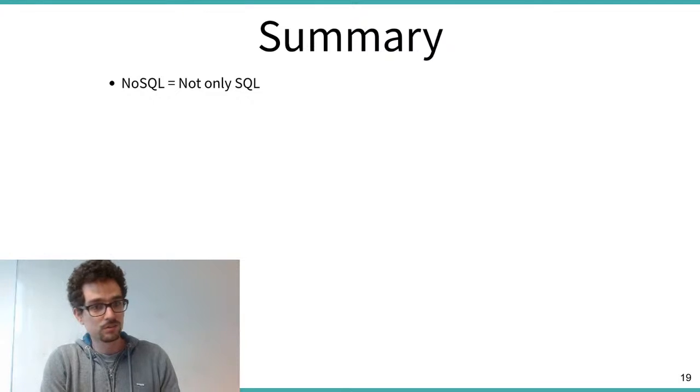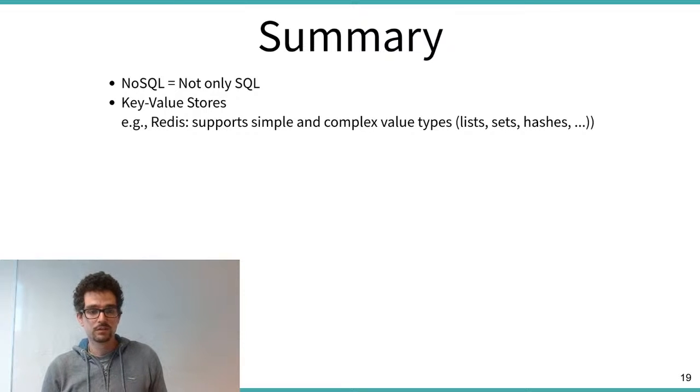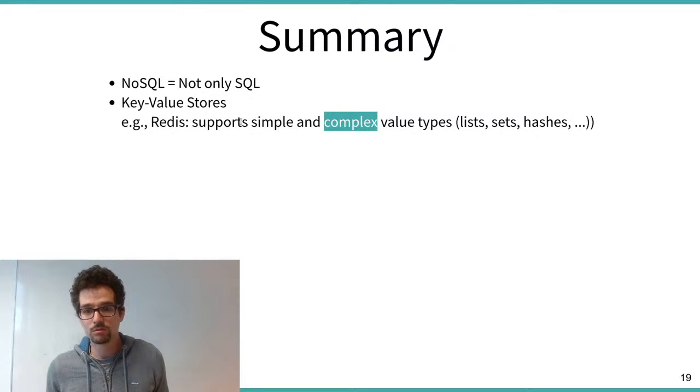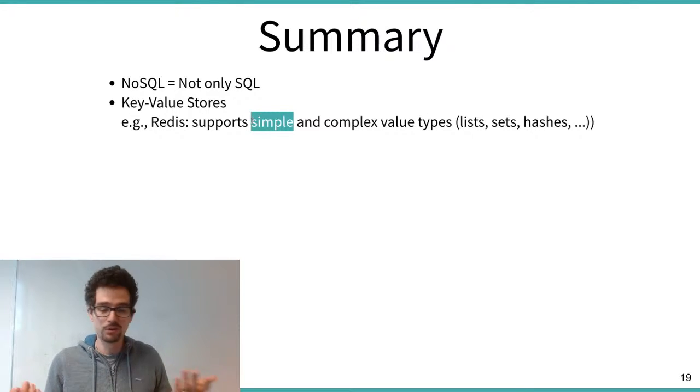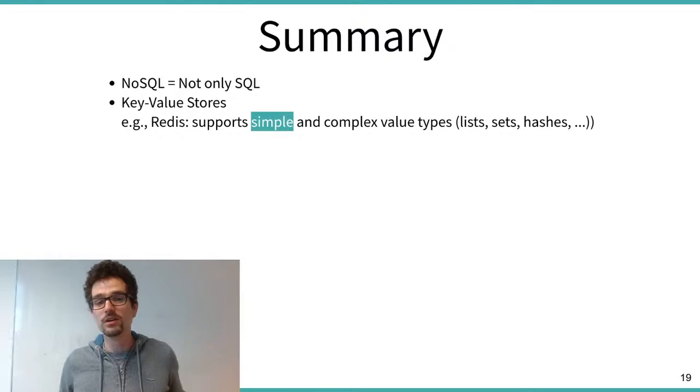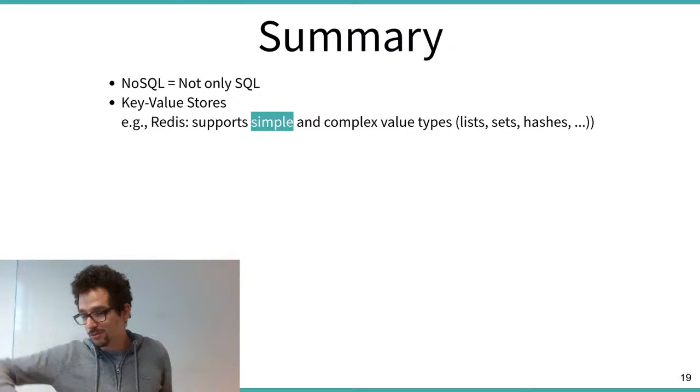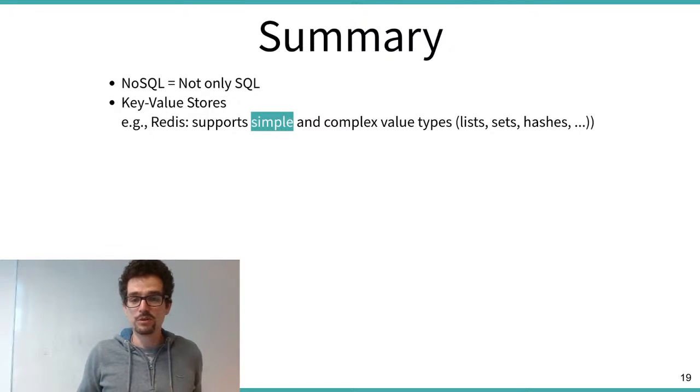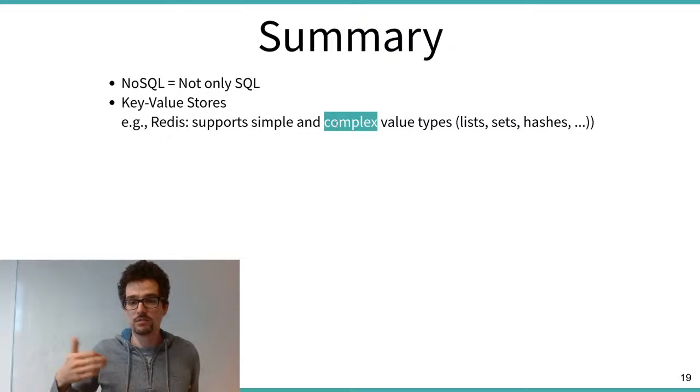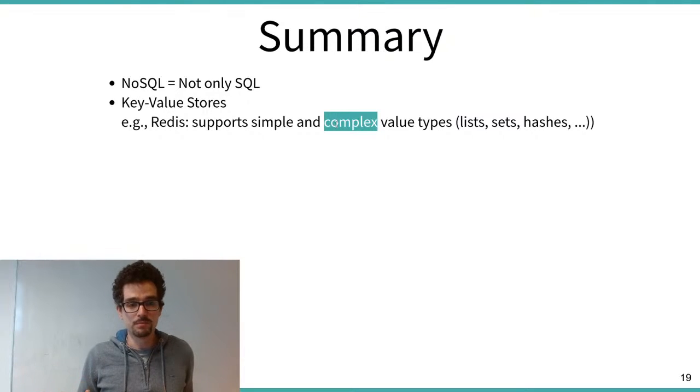We took a look at NoSQL in general. NoSQL stands for not only SQL. We looked at the key-value store Redis. Redis supports simple and complex value types. Simple value types for a key-value store are just X is 5, Y is 7, A is hello, and so on. And B is a whole video as a binary format. For the complex types, we had lists, sets, hashes, and some more complex types for very special use cases.